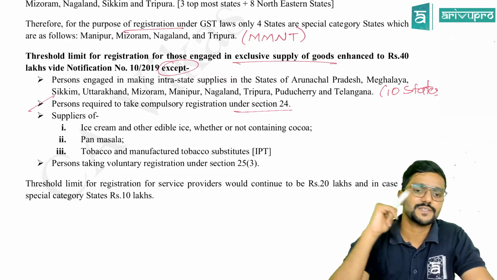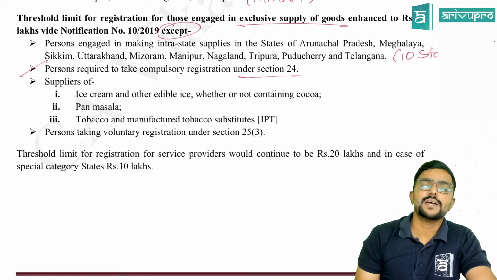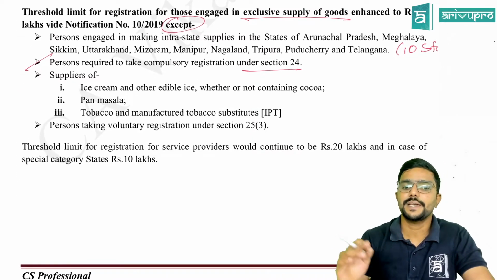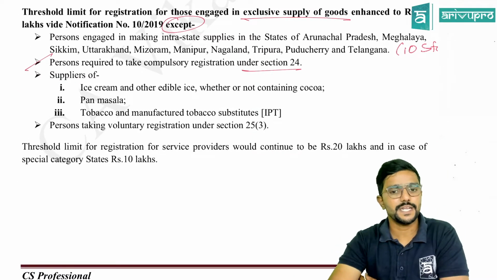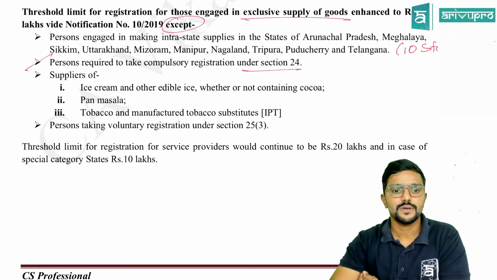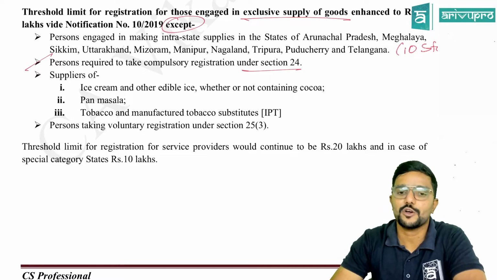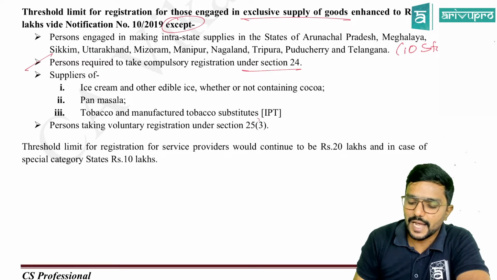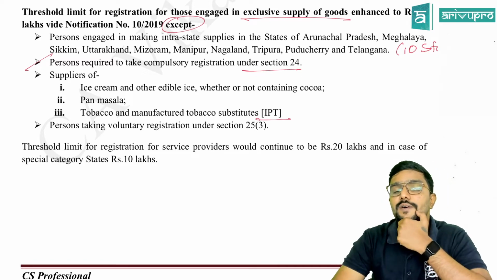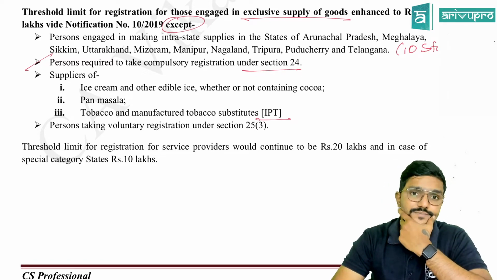Clear? Yes. Next, if you are a supplier of ice cream and other edible ice, whether or not containing cocoa, pan masala, or tobacco and manufactured tobacco substitutes. In short, I can call it as IPT. And please be careful here, aerated water is not covered.